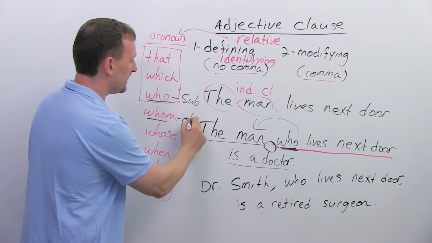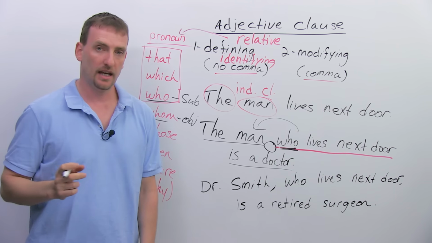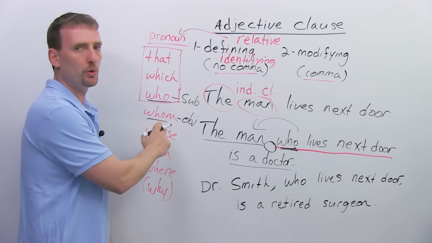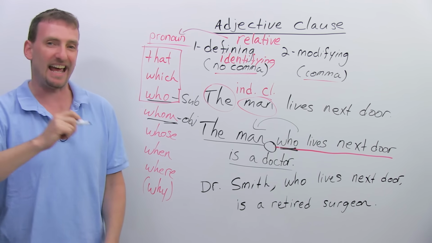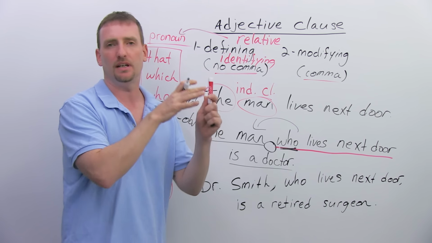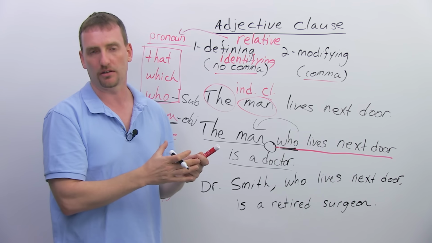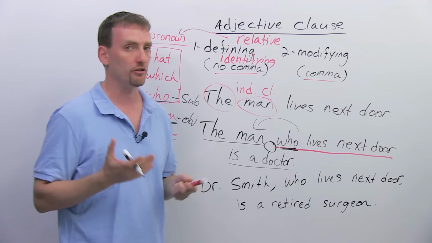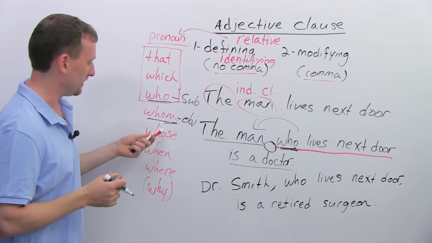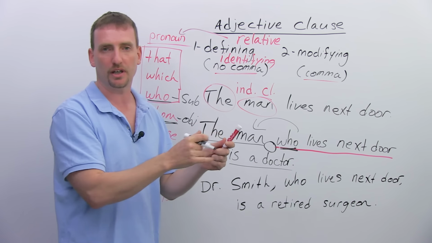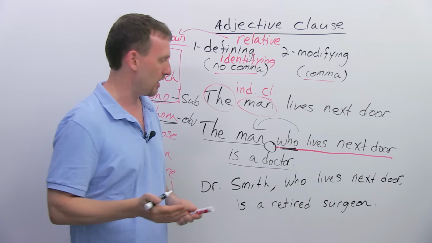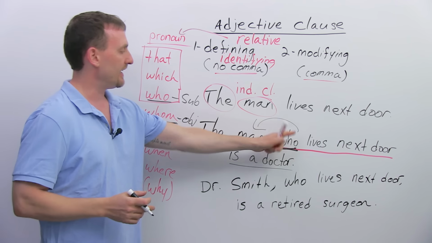Whom can only be an object. So you can never use whom with a verb. If you see whom beginning an adjective clause, there must be a separate subject in that clause. Otherwise, you're using it incorrectly. Okay? Same with these. Whose, when, where, and why all must have a separate subject to go with the verb in the clause. So now, I've identified the man.